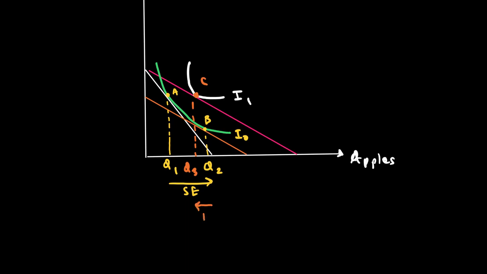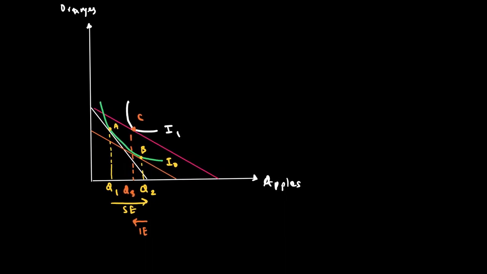And the reason is simple: because the good is inferior in nature, the substitution effect is saying buy more and the income effect is saying buy less. But the income effect, although it's moving in the opposite direction, is not powerful enough to outweigh the substitution effect, as the good is extremely cheap. And therefore I can say this, that the substitution effect is greater than the income effect, and that's why we're buying more of this good.